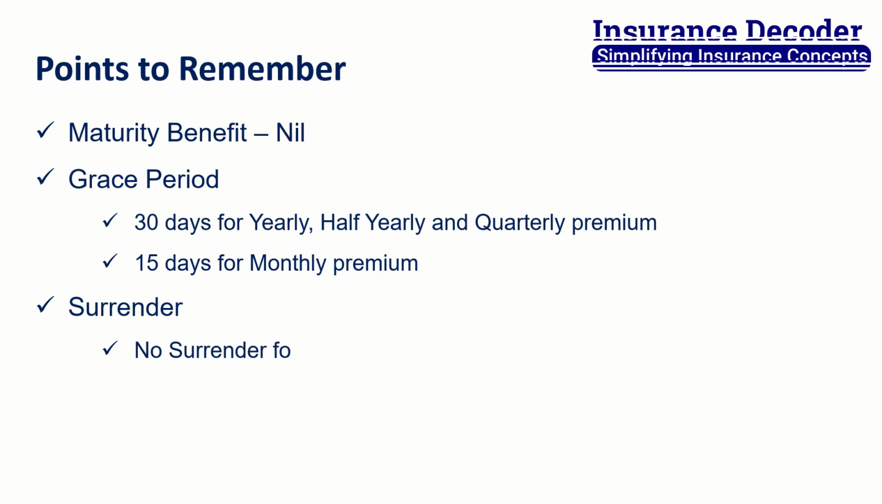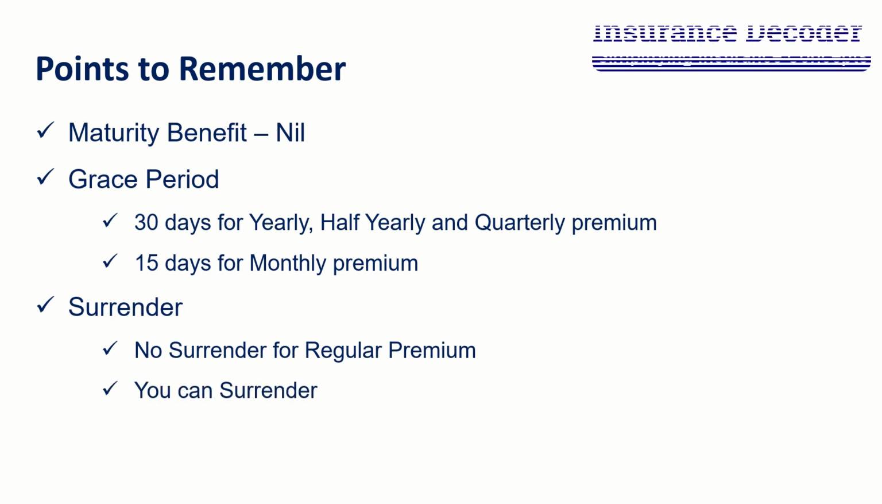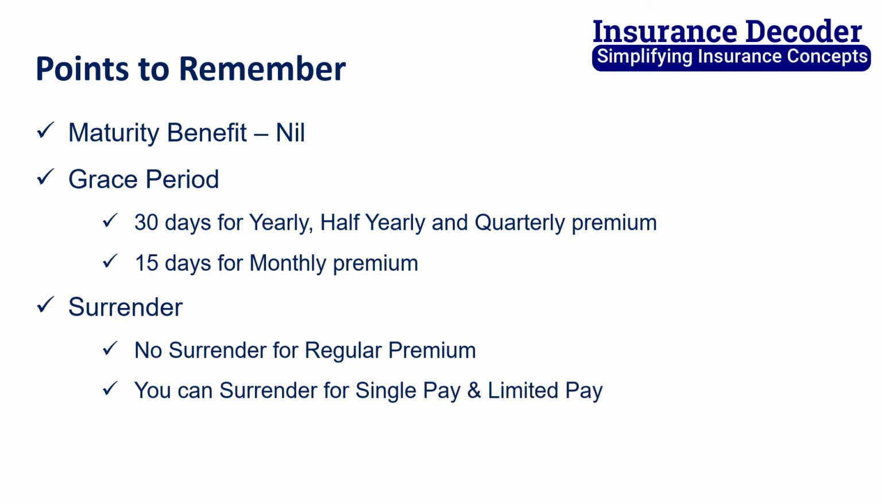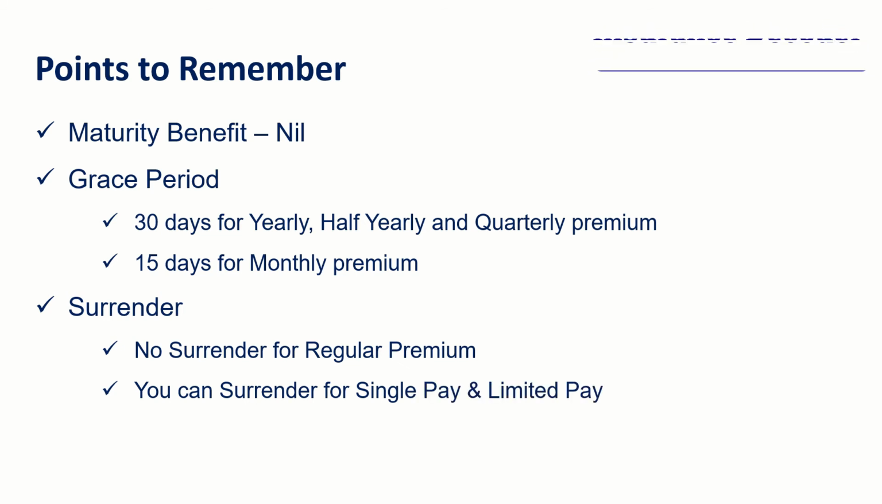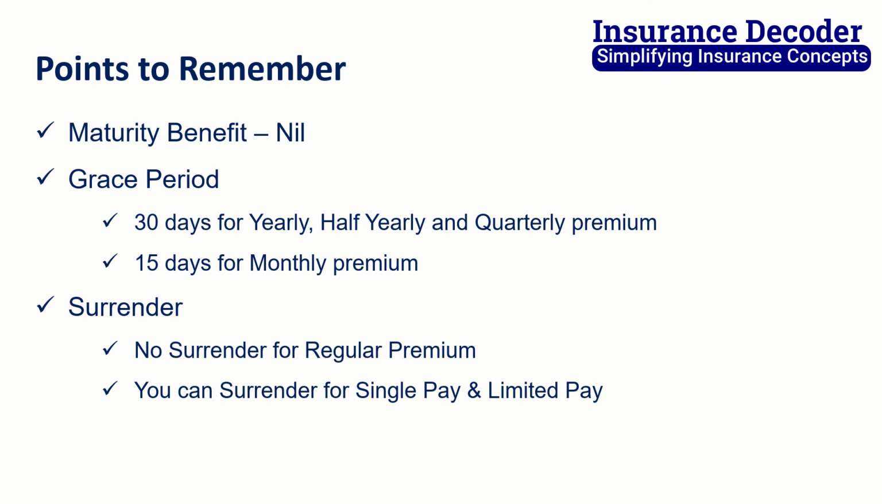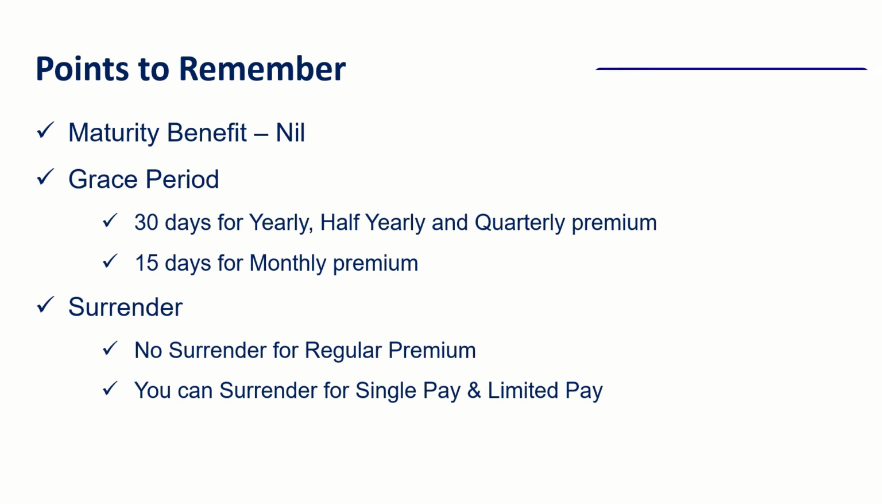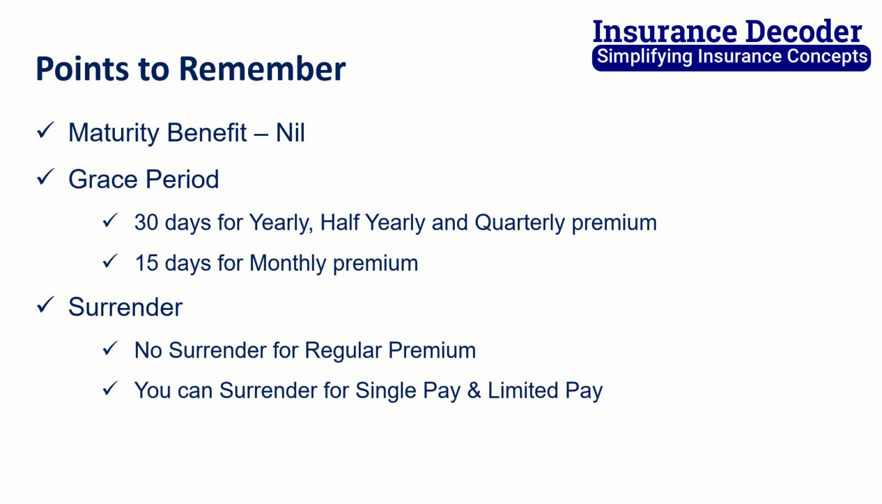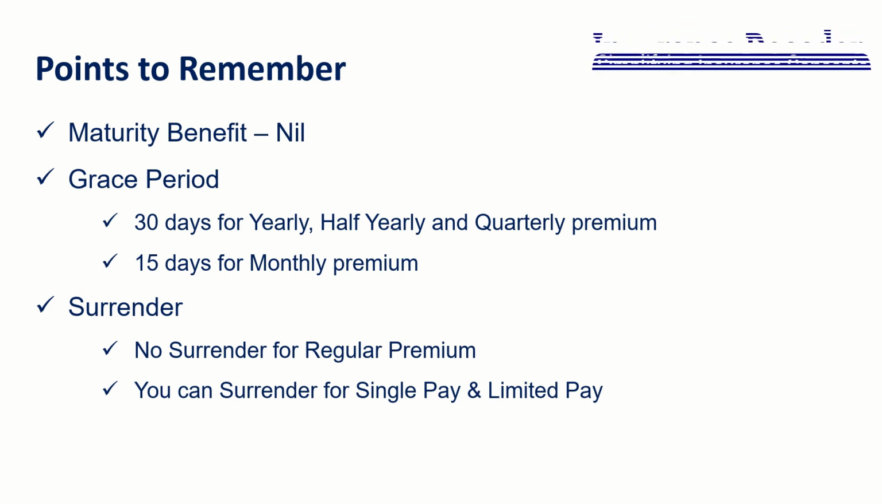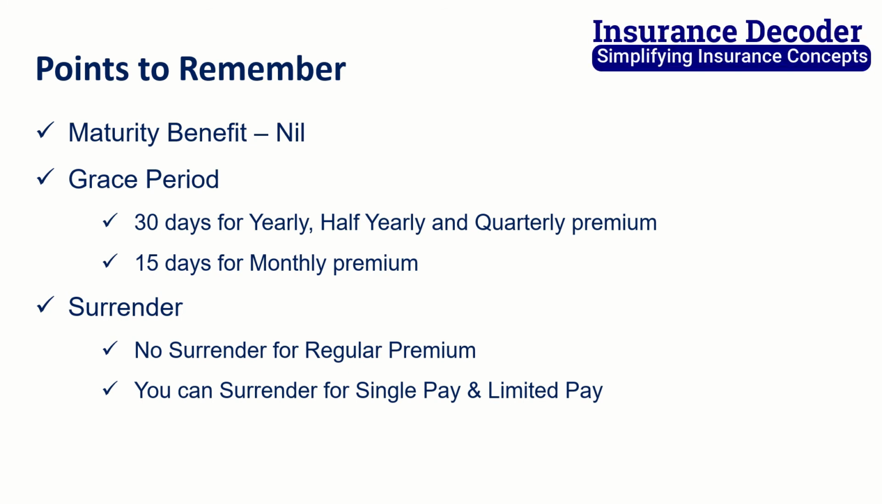Surrender value. So if you are opting for the regular premium, then there will not be any surrender value. You will not be given any amount if you surrender the policy. However, if you are going for the single premium or the limited premium option, then there will be some surrender value. But always keep in mind that the surrender value is a very small amount. So whenever you are buying a term insurance plan or any kind of life insurance plan, always think twice, do the entire research, calculate your financials, and thereafter buy the insurance policy.